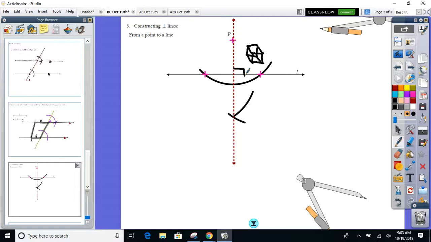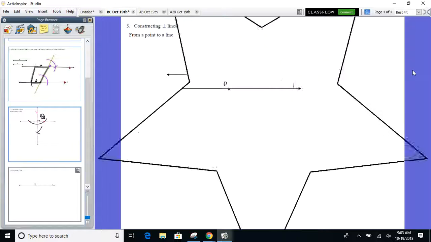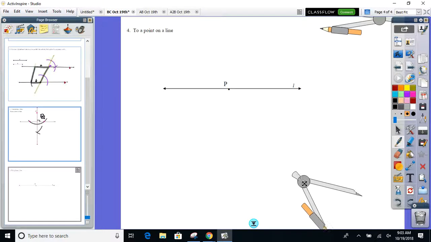Last thing, now the point's on the line. And if you remember from Unit 1 or not, it does not change a darn thing. It's the same construction we did here, which is place your compass point on the line. How many intersection points do I need? 2. You just got to make a decision right now. You either go above or below. It's up to you.